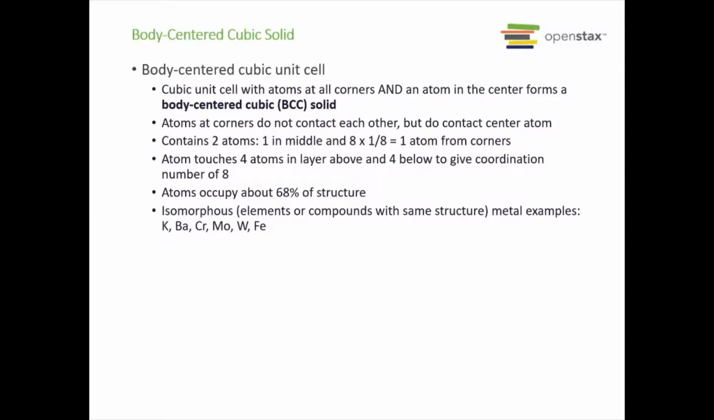So an atom, generally we're focusing on that central atom in the body-centered cubic, touches 4 atoms in the layer above and the 4 below, and this gives us a coordination number of 8. And we also have a much higher percentage of volume in the structure being occupied, around 68%. Some examples of isomorphous metals, this means elements or compounds that have the same structure, are potassium, barium, chromium, molybdenum, tungsten, and iron. These are some examples that take on the body-centered cubic solid structure.